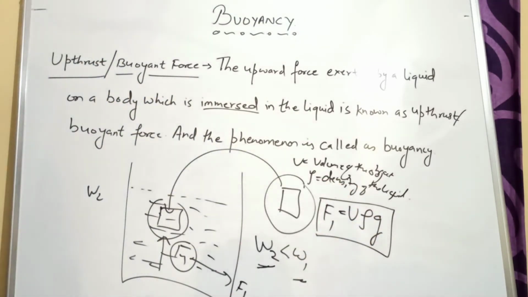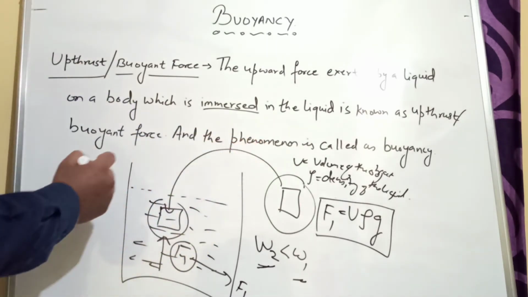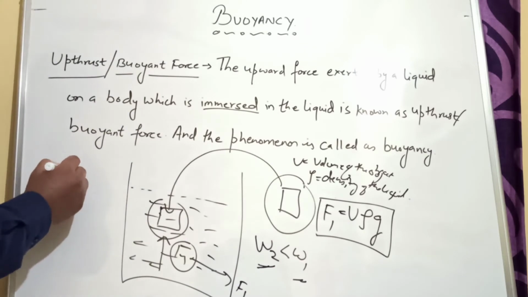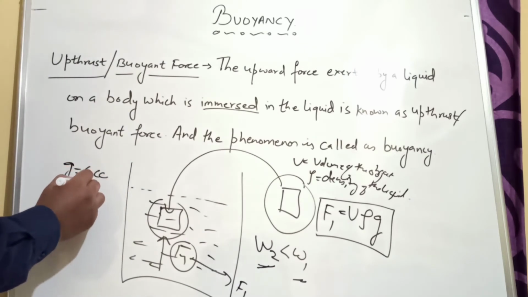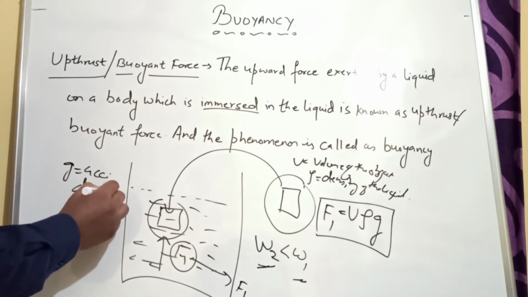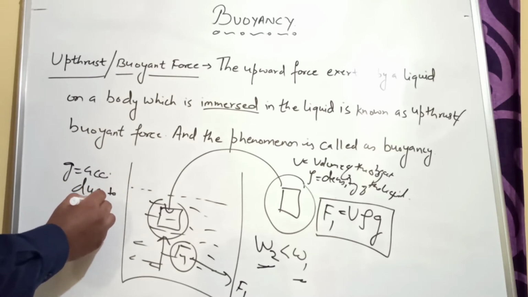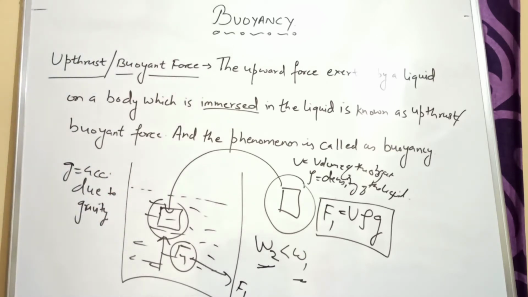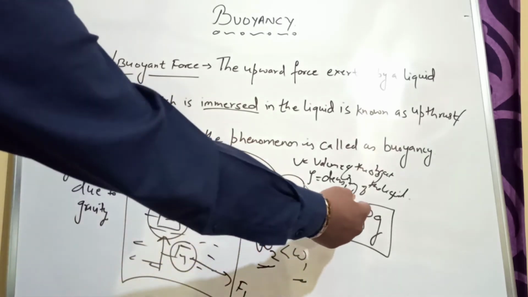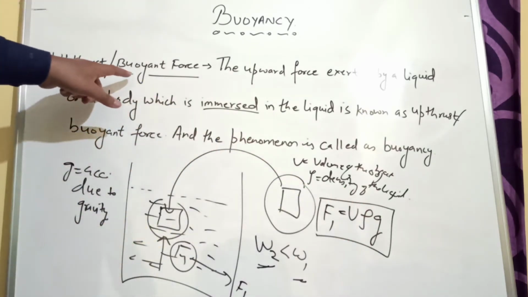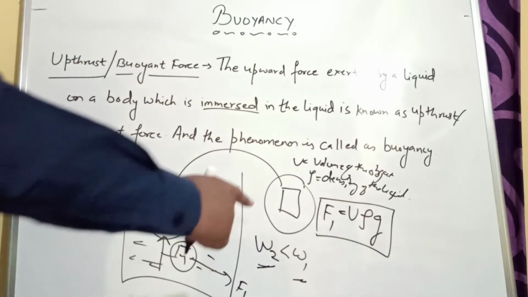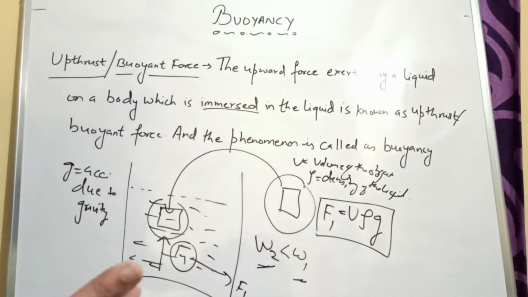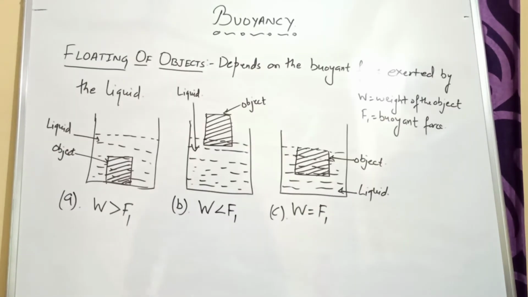I have already mentioned the complete details about small g in the last video. That small g is the acceleration due to gravity. So by using this formula you can calculate the value of buoyant force, and as the buoyant force is a force, the unit will be Newton. Clear? This is the concept of buoyant force.